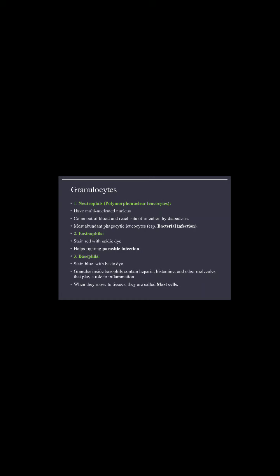Now, second is your eosinophils. They stain red and help fight parasitic infections. And basophils, they mostly stain blue or purple with basic dye. These granules contain heparin, histamine, and other molecules that play a role in inflammation. They are mostly related to your allergic reactions. And when they move out of the tissue, they are also known as mast cells.